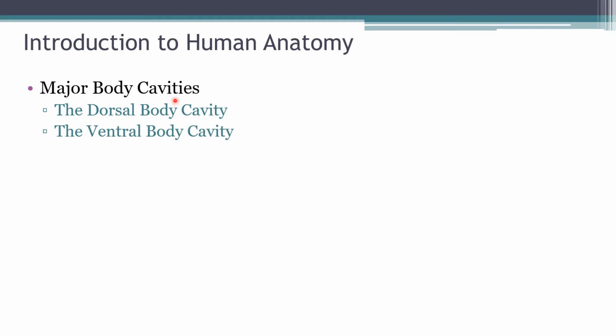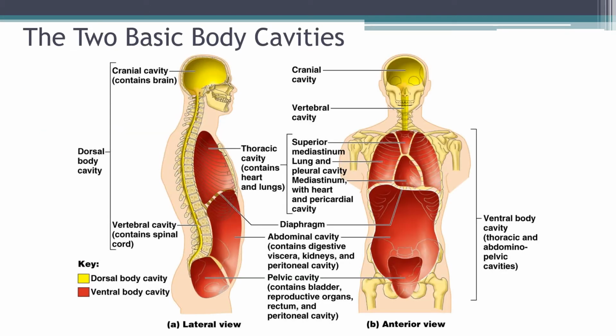So in this one, we're going to talk about the major body cavities, really two major body cavities, the dorsal body cavity and the ventral body cavity. In general, body cavities are going to be spaces inside the body, like you can see in yellow here. And there are lots of small cavities in the body, but in this section, we're just going to talk about really the largest ones. That's why these are major body cavities.